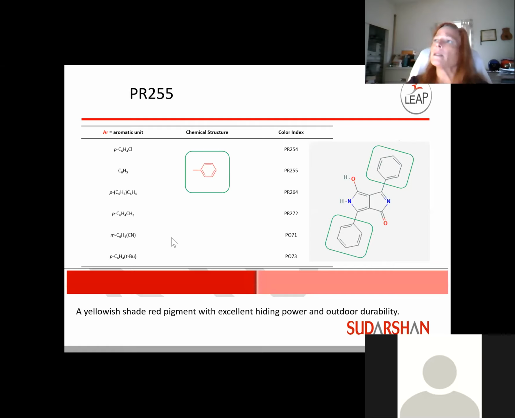The next pigment in the series is pigment red 255. Again, you can see the chemical structure of the aromatic ring and how it gets attached to the polycyclic ring. The pigment red 255 is a yellowish shade red pigment. It has excellent hiding power and outdoor durability.